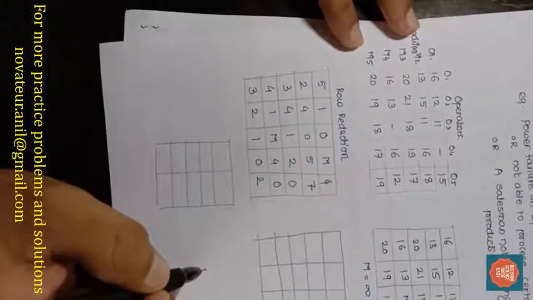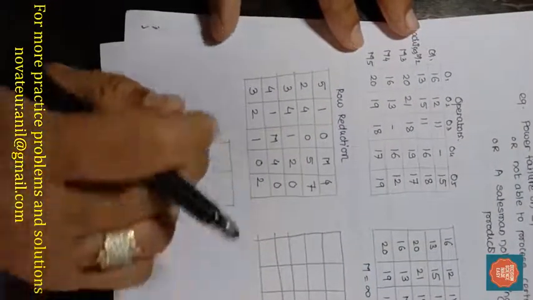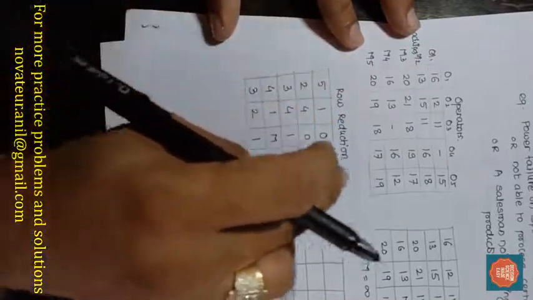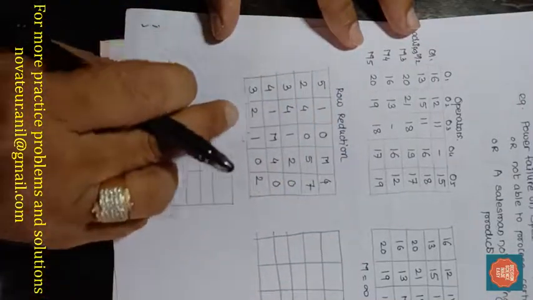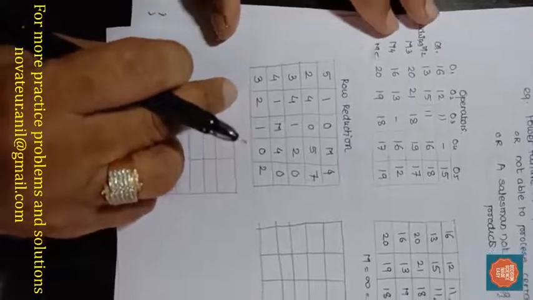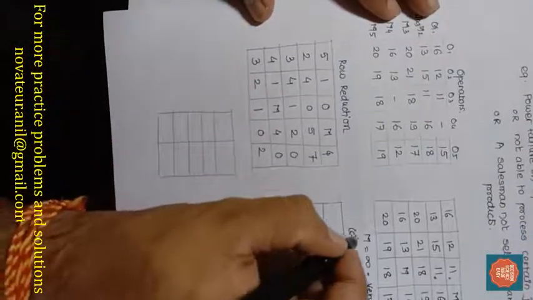3, 2, 1, 0, 2. Now once this row reduction is done, we have to check column wise whether I get at least one 0 in each column. Here, in these two columns I did not get any 0, so I am going to perform column reductions.